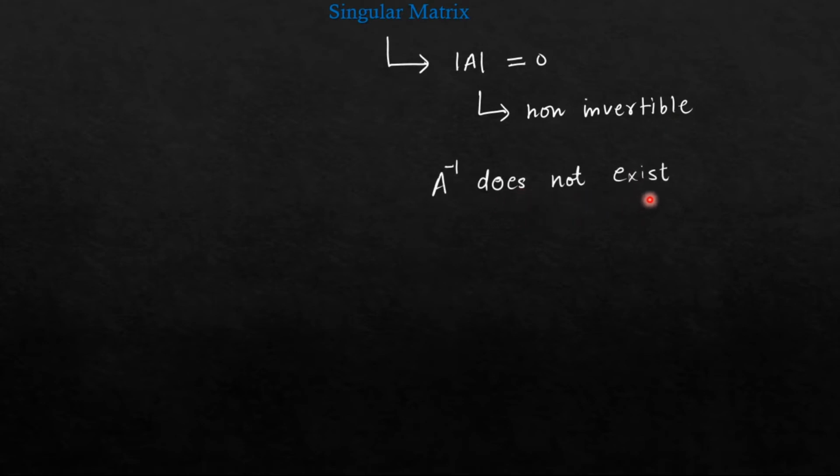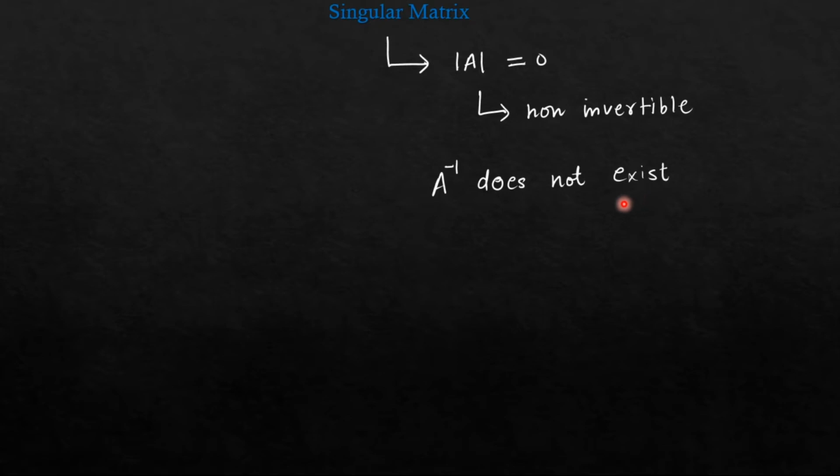The next term that is associated with the inverse is singular matrix. A matrix A is said to be singular if determinant of A is equal to 0. Such matrices are non-invertible. It means A inverse does not exist. So you can never find the inverse of such matrices.